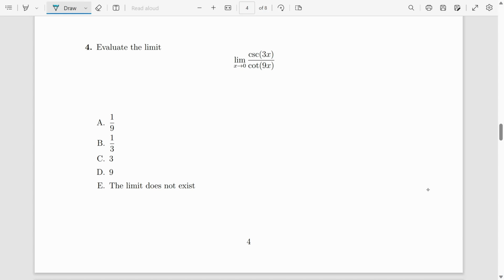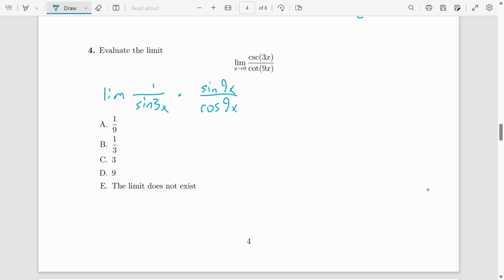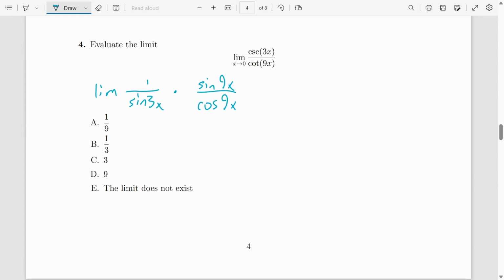First, we can turn this cosecant into 1 over sine. So this is 1 over sine of 3x. And then times 1 over cotangent, which is just the same as tangent, which is the same as sine of 9x over cosine of 9x. So now we're in this state. We're still taking the limit of all of this. I think our best next step is to remember that the limit of a product of two things is the same as the limit of one thing times the limit of the other thing.